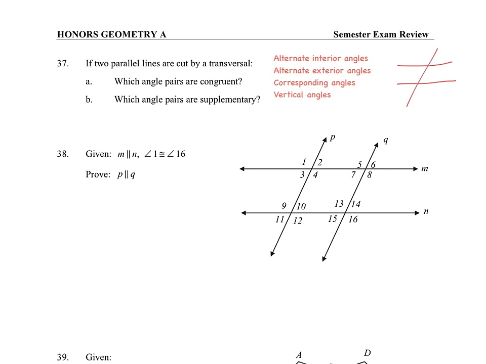So I can say angle 1 is congruent to angle 9. And the reason for this is because they're corresponding angles formed by parallel lines. So if I need to, I could write out that whole sentence. If two parallel lines are cut by a transversal, then corresponding angles are congruent. However, I can also just abbreviate this with the corresponding angles postulate.